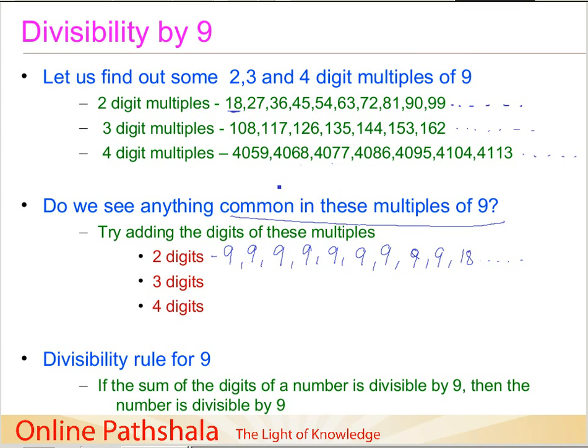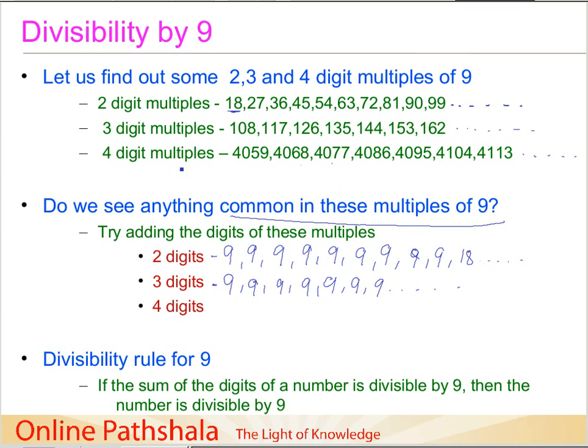How about the 3 digit multiples? Let us try writing the sum of digits for them. 108, if we add the digits it's 9, 117 is 9, 126 is 9, 135 comes out to be 9, again 144 is 9, then 153 is again 9, 162 is again 9, and we could go on further.